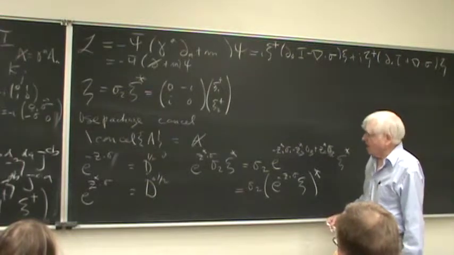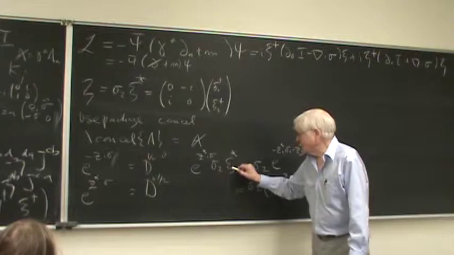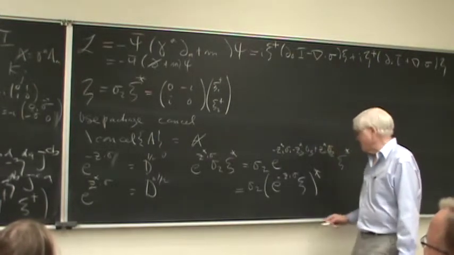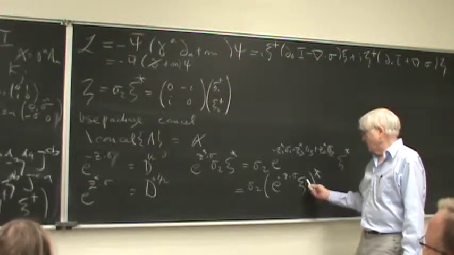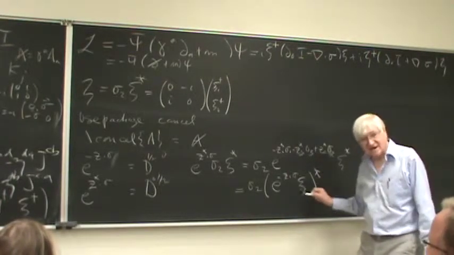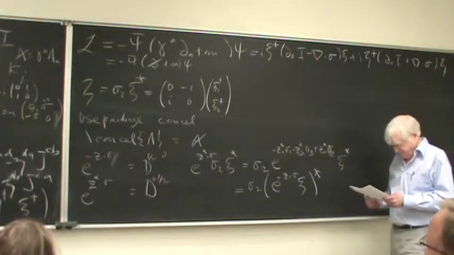So this is why sigma 2 c star transforms as e to the z star dot sigma, when c transforms leftwise as e to the minus z dot sigma. So that's how that thing works.